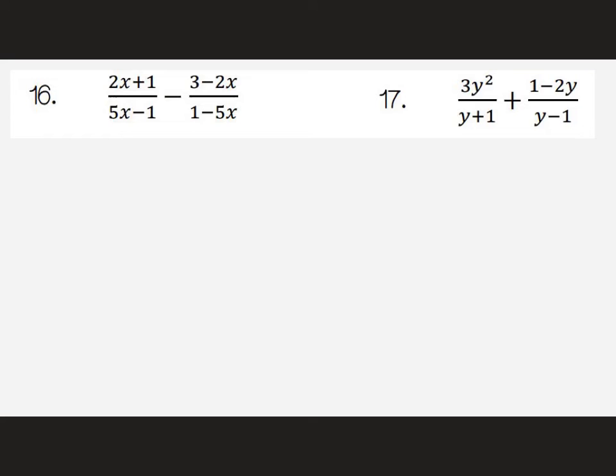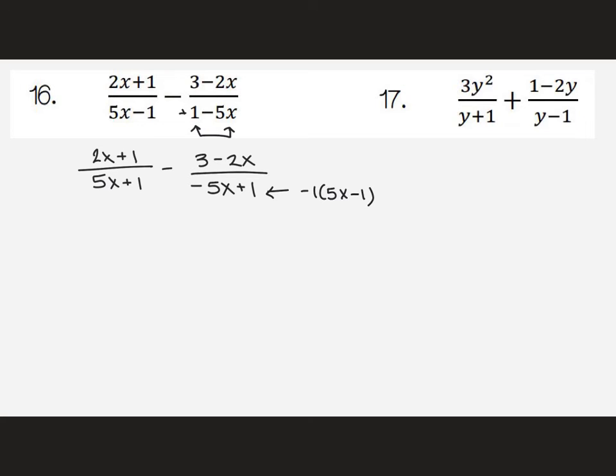In example 16, the denominators don't quite match. I could reorder this to see if that makes things any better. When I rewrite, I notice that it's very close, but the signs are still incorrect. Now that I've rewritten, when I look at this, I'm noticing that even if I factor out a negative 1 here, my signs still aren't going to match up. So there's nothing else I can do except look for a least common denominator.